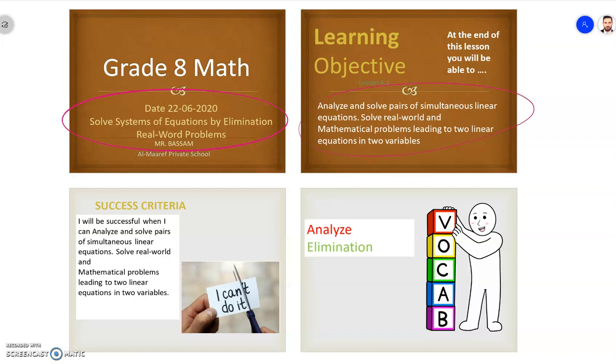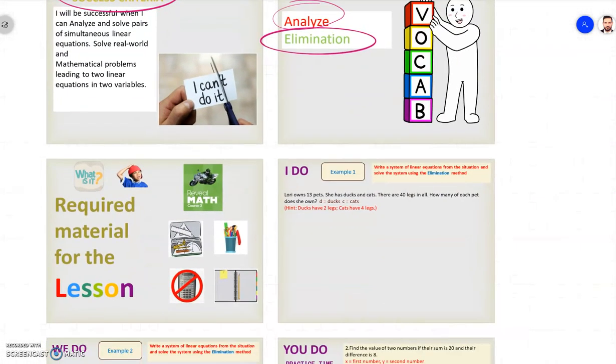Your objective is to analyze and solve pairs of simultaneous linear equations for mathematical problems leading to two linear equations and two variables. The success criteria is knowing how to solve the questions, and the vocabulary here is analyze and elimination. Your required materials for today's lesson are a textbook, your notebook, and your pencil tools. A calculator is not allowed.